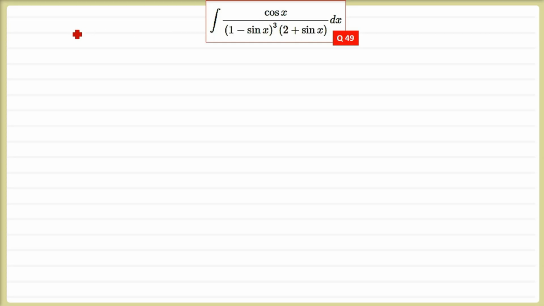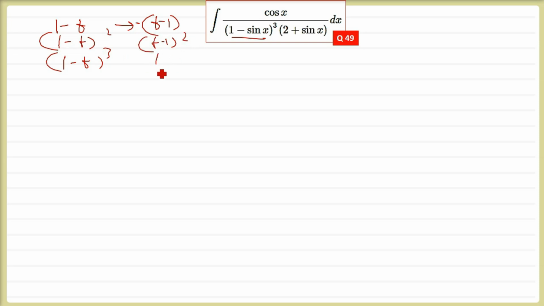If you don't want, it's up to you. It's not a necessity. This question does not demand it, but you can do it just to match the answers in the R.D. Sharma solutions. So 1 minus t, you can write t minus 1. For that you need to have a negative outside. 1 minus t whole square, t minus 1 whole square remains the same.